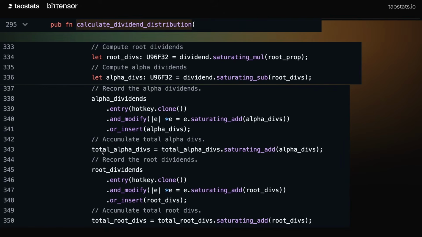And then we're going to sum that into the total alpha divs. So we've got the alpha divs for validator 1, validator 2, and we're going to accumulate these in here. Same thing with root dividends. We're going to calculate all the root dividends and then get the total root divs here.